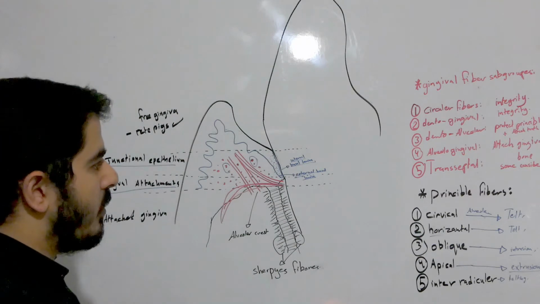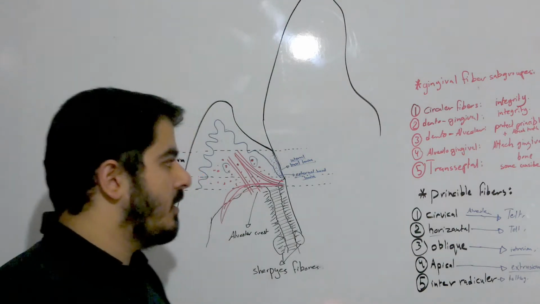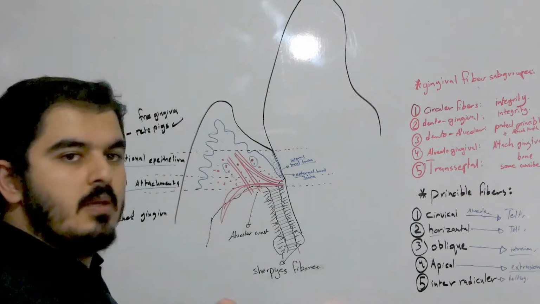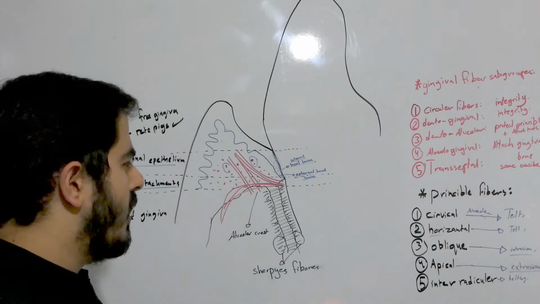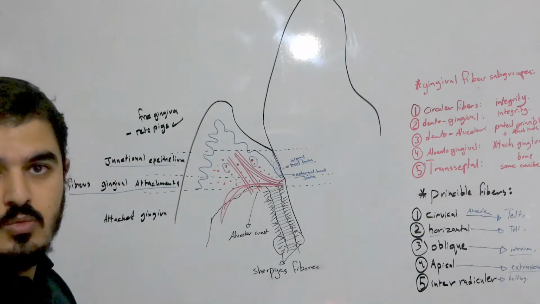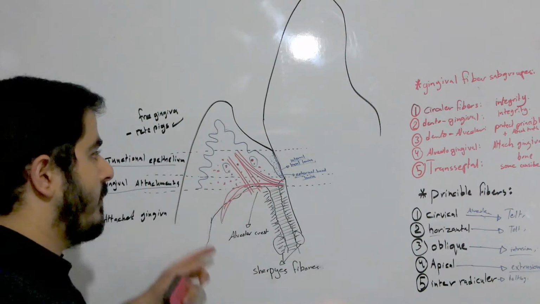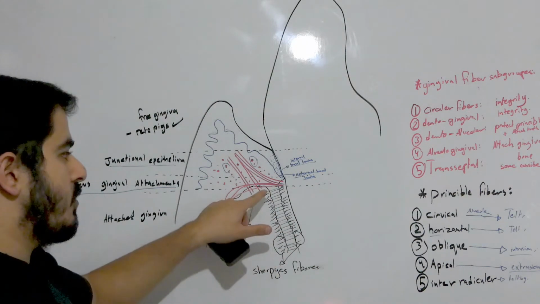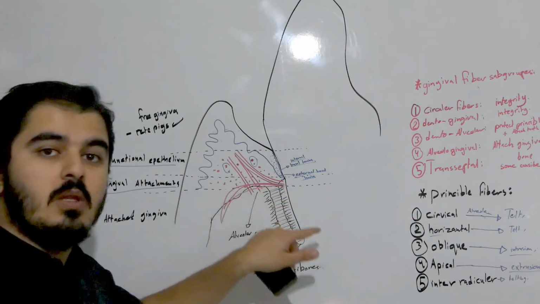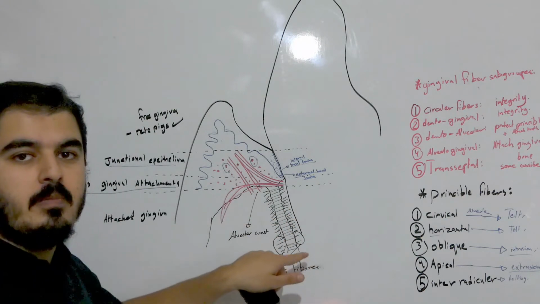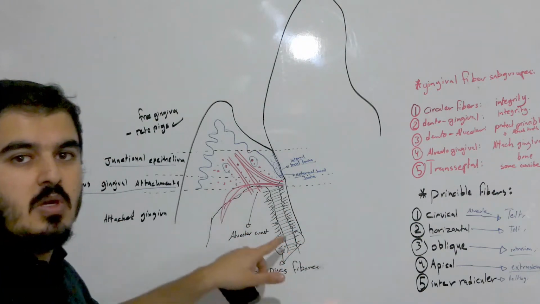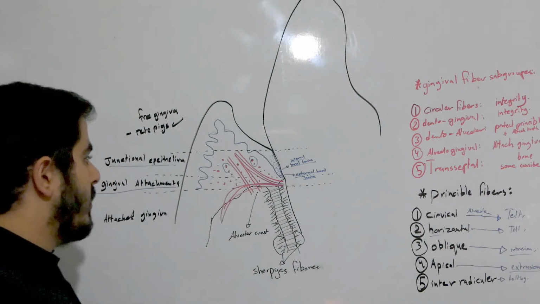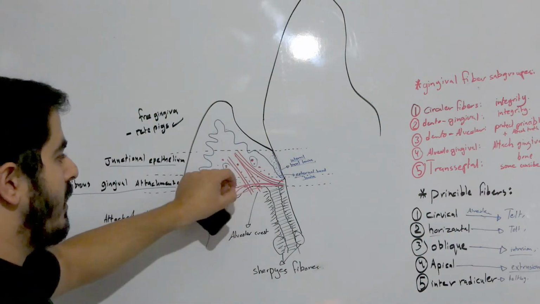The fifth group are called the transseptal fibers, and they go from the cementum of one tooth to the cementum of the adjacent tooth, but some histologists consider them a type of principal fibers of the periodontal ligament. So this is about the gingival fibers.